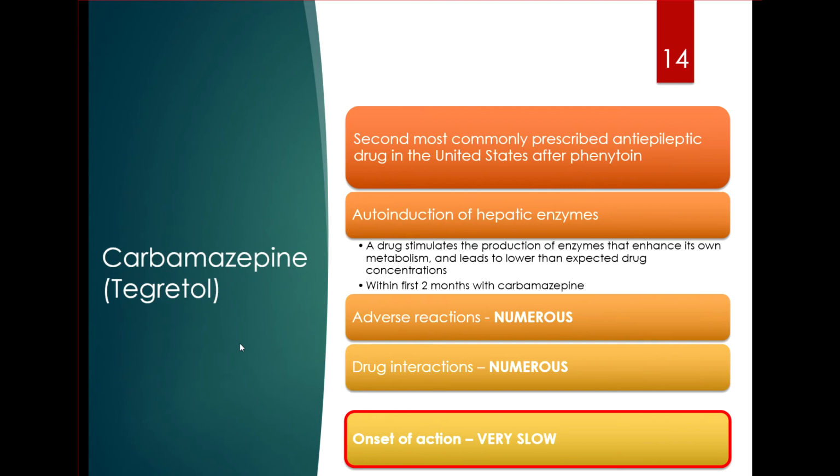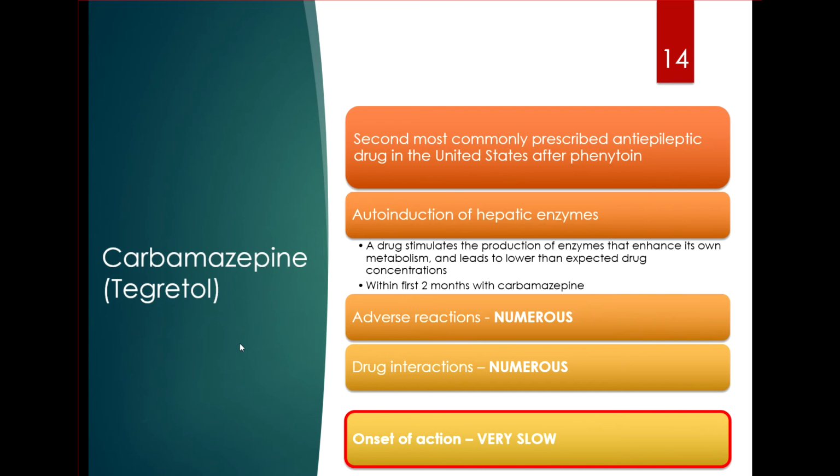Again, our adverse reactions with carbamazepine are numerous. Drug interactions are numerous. Somebody comes in for their diabetes management or to have a baby or something like that. Well, that was a bad example because they wouldn't be on carbamazepine. But maybe they're coming in for a hysterectomy. They're an older lady, and you see carbamazepine, you're like, oh, what is that?